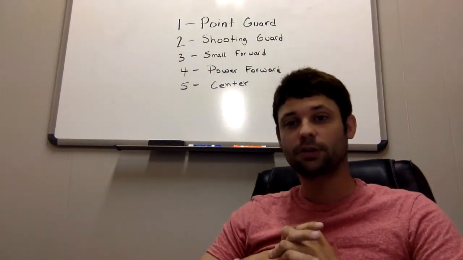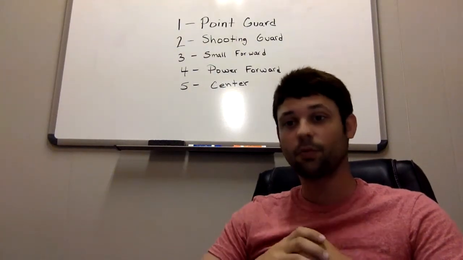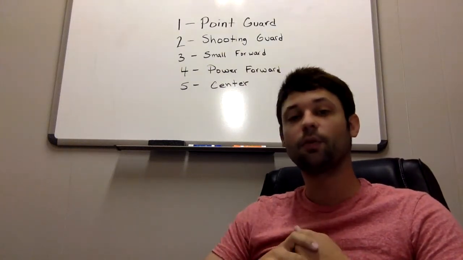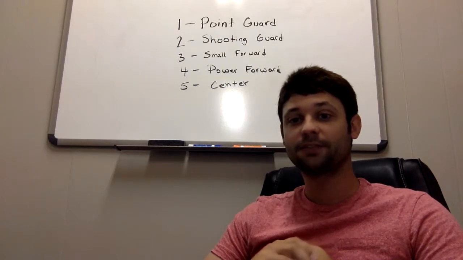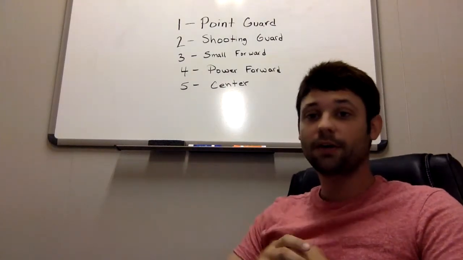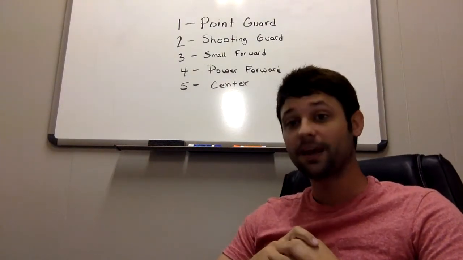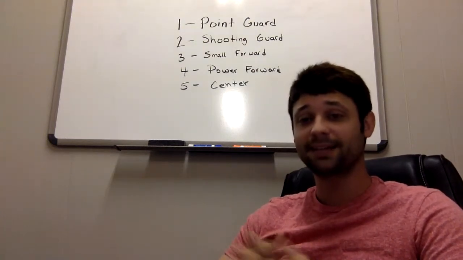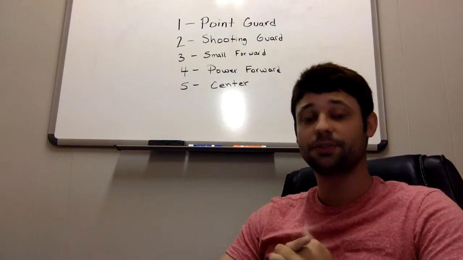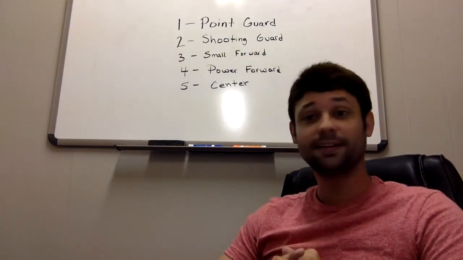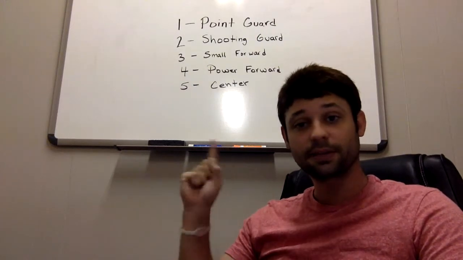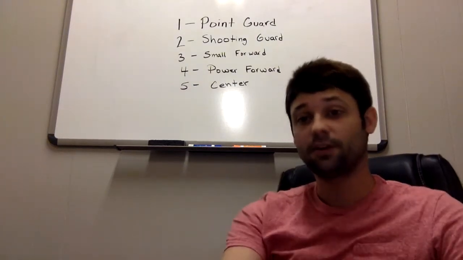When we start drawing up plays, 1 is obviously your point guard, 2 shooting guard, 3 again small forward, 4 power forward, and 5 center. These are vital when you become a basketball coach and are setting up and drawing up plays, maybe at a timeout situation, a dead ball situation, an end of the clock play, or even an end of the game play. So these are definitely key things you need to know.